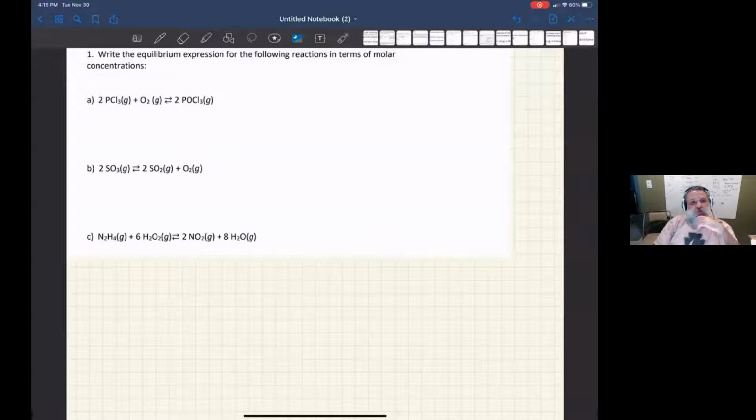All right, here we are with equilibrium. You're going to spend a lot of time working with equilibrium in general chemistry too, and so it's important to be able to write equilibrium expressions. Now, in terms of equilibrium expressions, when it says to write the expression, it really means the quotient.